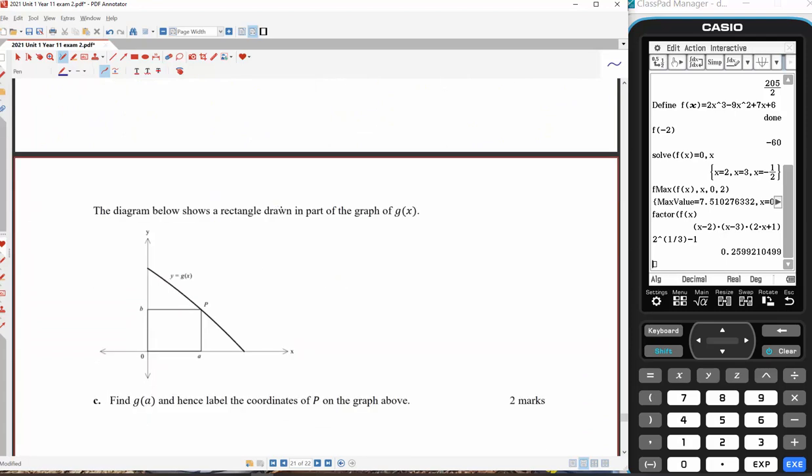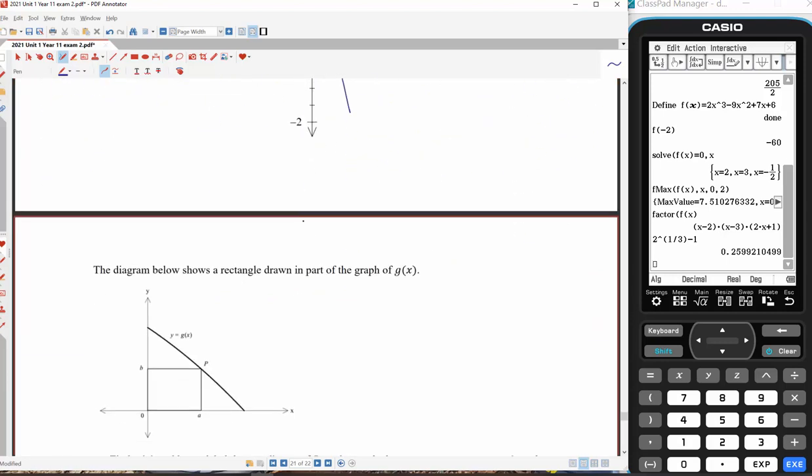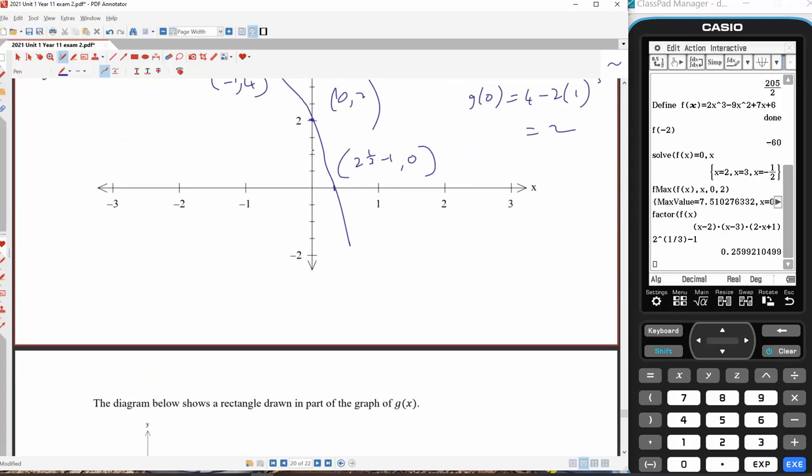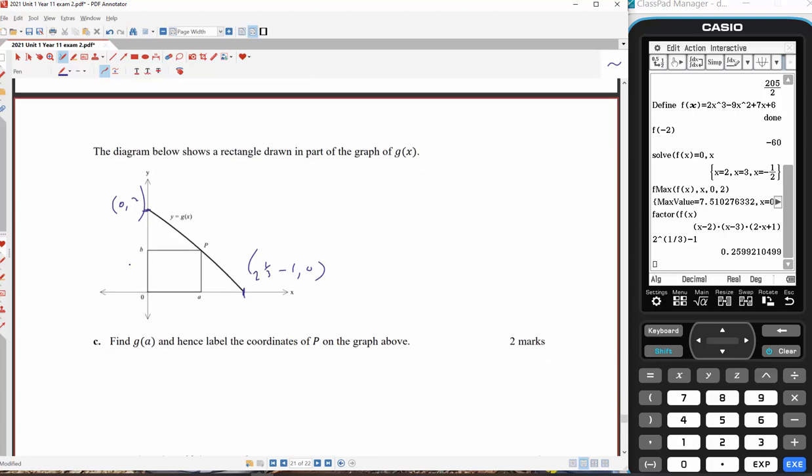Okay, the diagram below shows a rectangle drawn in part of the graph of g of x. So it basically is focusing on this part here. That's the part we're talking about. So that's like (0, 2). That's (2 to the 1/3, take 1, 0). That's the x-intercept and y-intercept there. Okay, find g of a.